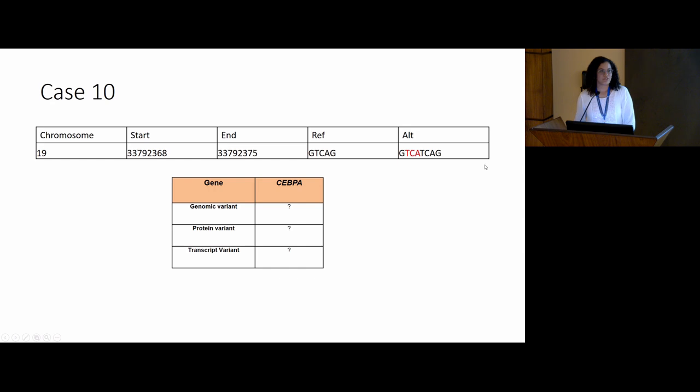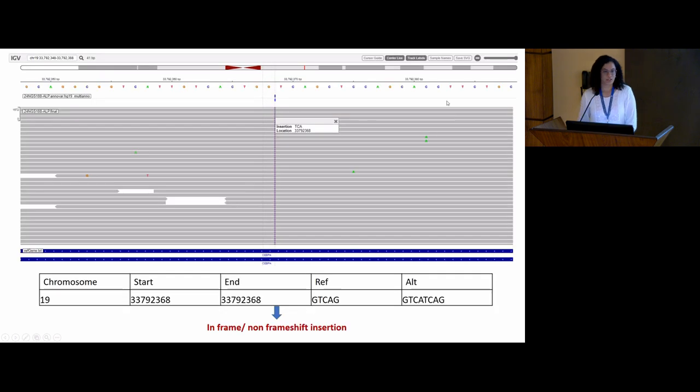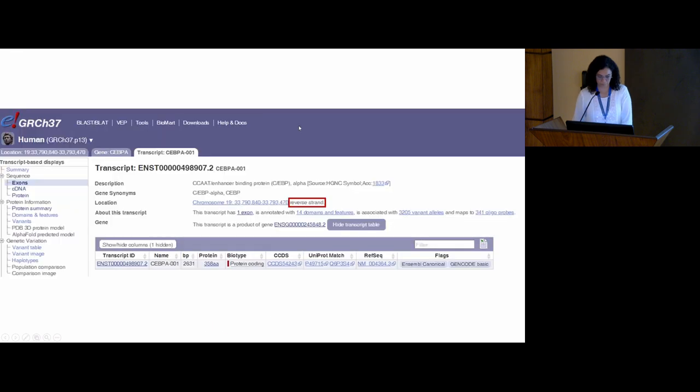Coming to an in-frame insertion. This is a case of AML with a CEBPA mutation, an in-frame insertion in the bZIP domain, which is a very common CEBPA variant that we get. Let's again take a look at the Integrative Genomics Viewer. At position 2368, between 2368 and 2369, there is an insertion of TCA, which is an in-frame insertion, and we will see why it is in-frame and how it affects the reading frame.